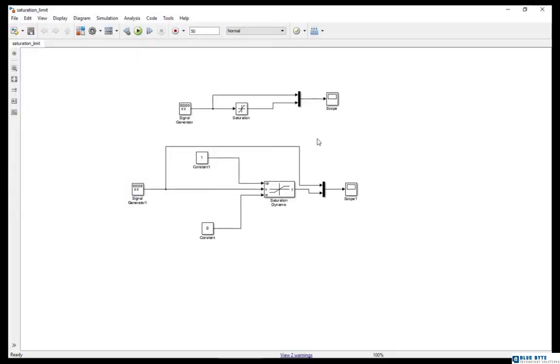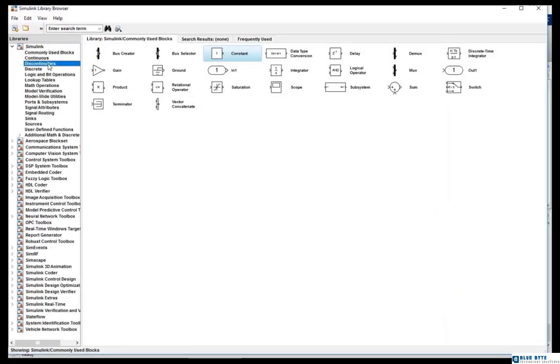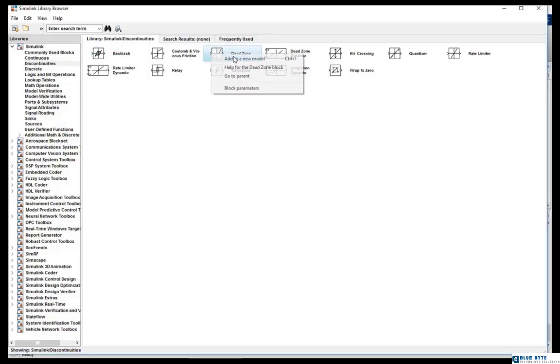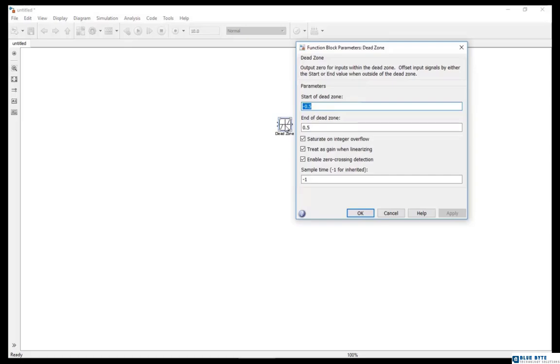Okay, the next block I want to explain is dead zone. Here we have the start of dead zone and the end of dead zone. When the input function is between these two zones, the output will be 0. If the function is higher than the end, the input will be subtracted by this amount and gives us the output. Also the process is the same for start of dead zone.